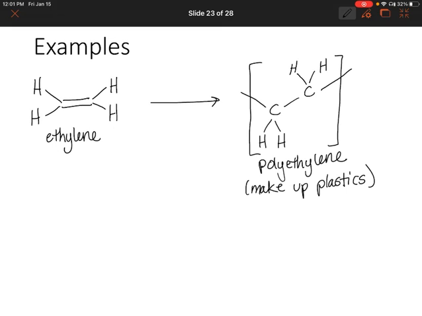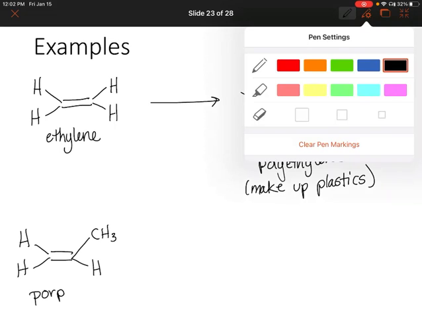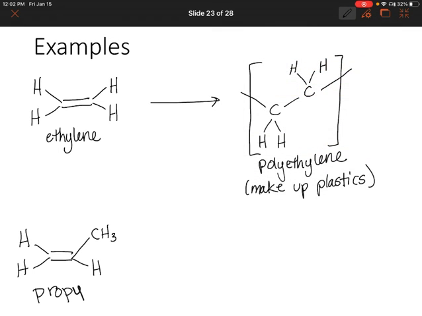Another polymer that you might have used in your day-to-day life involves starting with a molecule called propylene. So this is an alkene with a methyl group on one side. Propylene, there we go. All right, so propylene, if it's polymerized, will make a series of repeating units where one of these carbons has a methyl group on it, and then the other substituents here are just hydrogens.